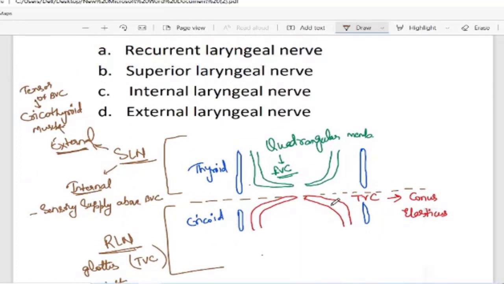Understood? So above the level of the vocal cord, the main supply is by the internal branch of the superior laryngeal nerve. Below the level of the vocal cords, and at the vocal cord, the sensory supply is by the recurrent laryngeal nerve. The internal branch supplies sensation above the vocal cords, and the external branch supplies the cricothyroid muscle, the tensor of the vocal cords. There is only one muscle supplied by the superior laryngeal nerve, that is the cricothyroid. All the other muscles in the larynx are supplied by the recurrent laryngeal nerve.